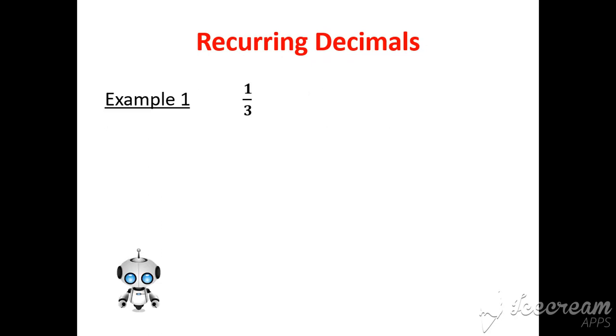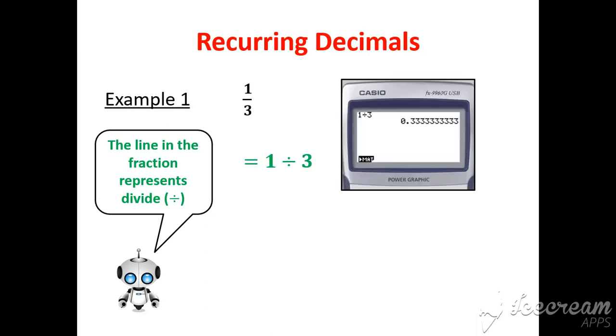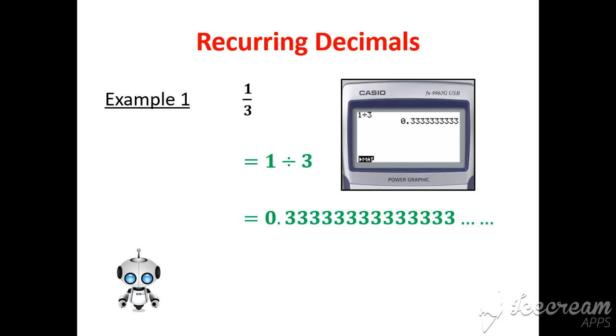Right, straight into example 1. Let's look at the fraction 1 over 3. Now we know the fraction line means to divide. So let's grab my calculator and go 1 divided by 3. That gives me a decimal, 0.3333333333333. Lots of threes. Well, actually the threes go on forever, but your calculator can't write them going on forever, so the calculator decides to stop after a little while and just write down that.